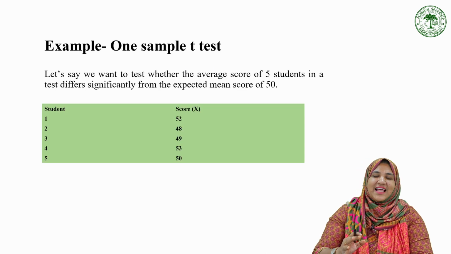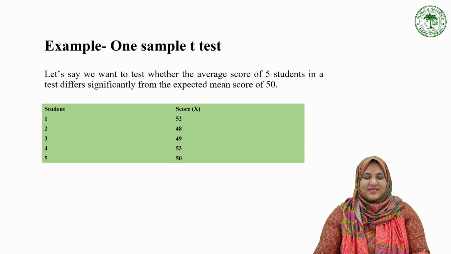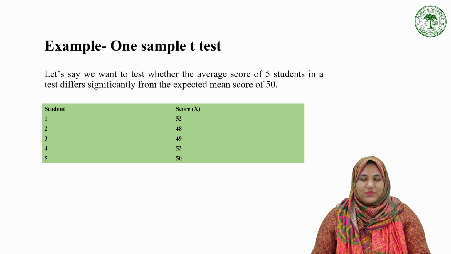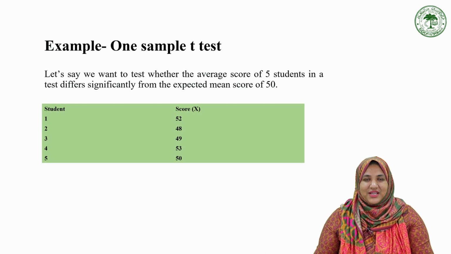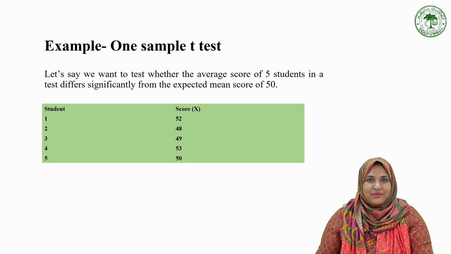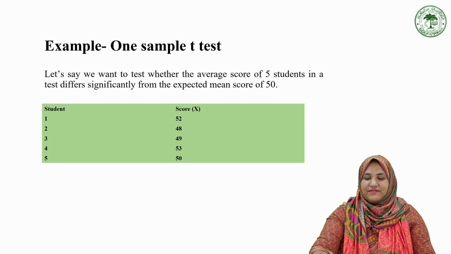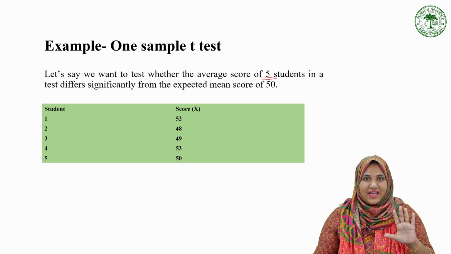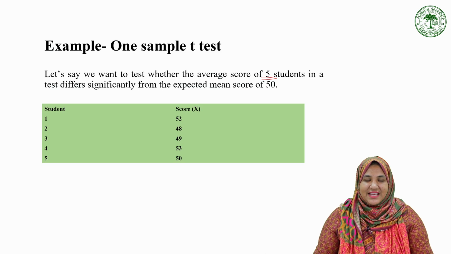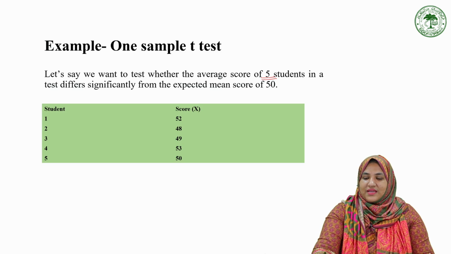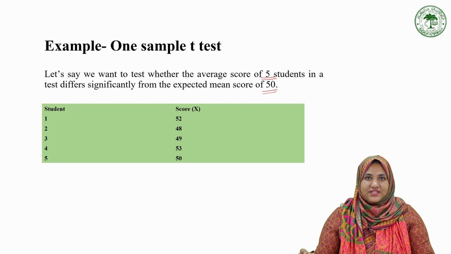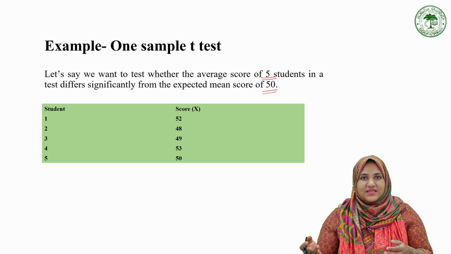Let's have a glance at one calculation. One simple calculation, okay, it's very easy. One sample t-test, we are going to do the calculation. So here is an example which I have taken. Let's say we want to test whether the average score of 5 students, the total sample is 5, in a test differs significantly from the expected mean score. Keep in mind the expected mean score is 50. We want to test whether the average score of 5 students in a test is significantly different from the expected score of 50.